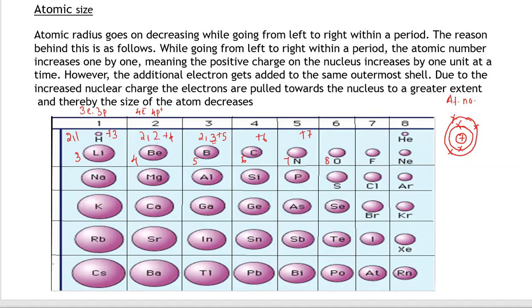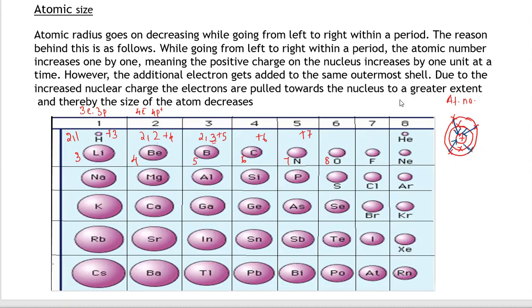So nucleus attraction goes on increasing. What is happening is, if only one electron is there, the nucleus is pulling the electron towards the nucleus. Only one left. If 2 electrons are there, it will experience a pull from these two sides. If 3 electrons are there, it will experience more pull.